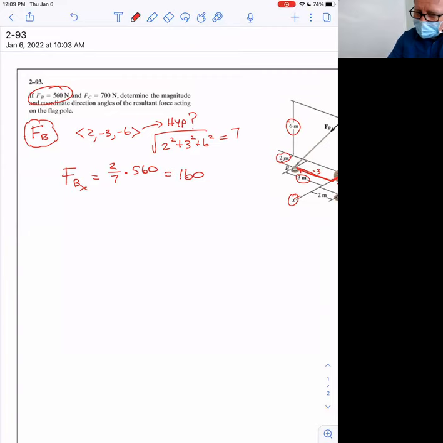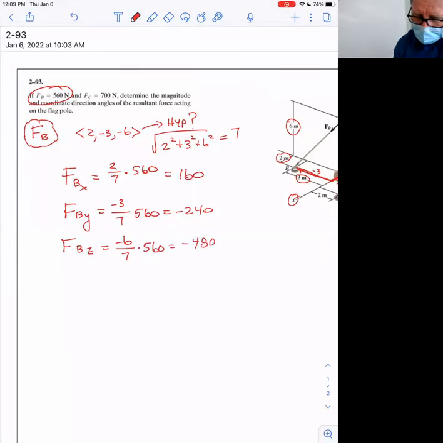Yeah, and this is Newtons, and I'm not ignoring that. I'm just not writing it down. Force B in the y direction. The y is -3. Does the negative matter in this calculation? Yeah, because when I get all done with this and I get 240, then I'll say negative, because it means instead of going that way, it's going this way, and that's huge. So the negative is really important there. And then lastly, the force of B in the z direction would be the z coordinate times 560. That'd be -480.